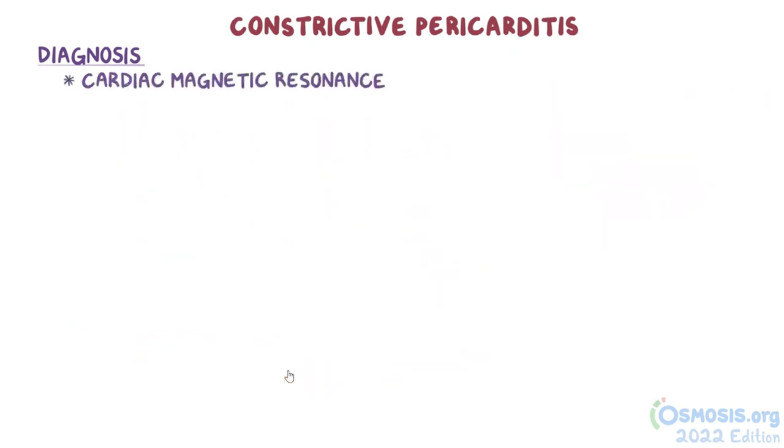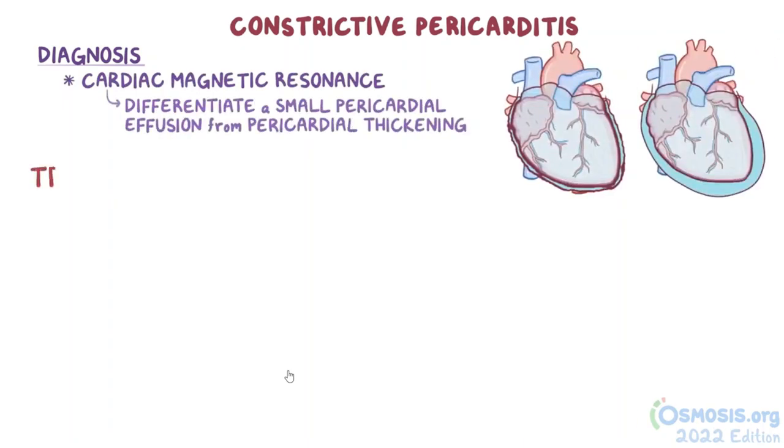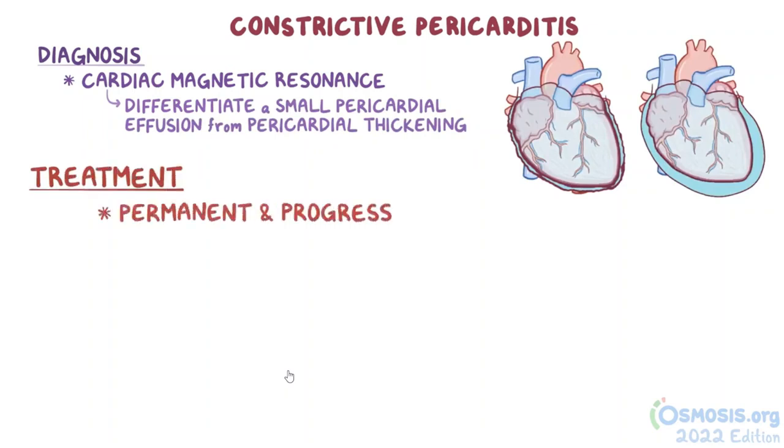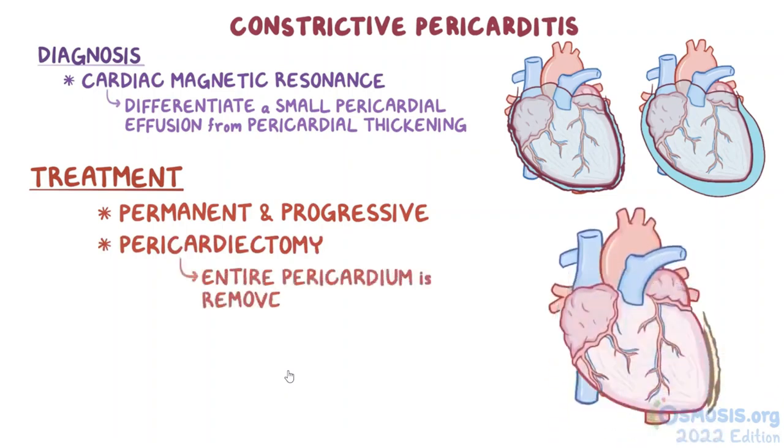Cardiac magnetic resonance is sometimes done to help differentiate a small pericardial effusion from pericardial thickening. In the majority of cases, constrictive pericarditis is permanent and often progressive. The only definitive treatment option is pericardiectomy or pericardial stripping, which is a surgical procedure where the entire pericardium is peeled away from the heart and removed.